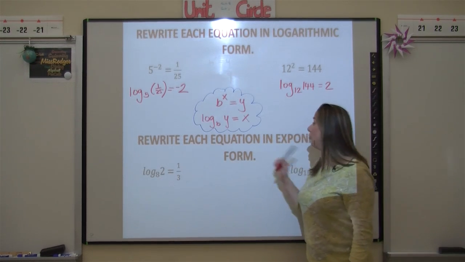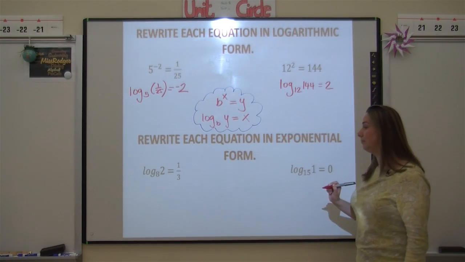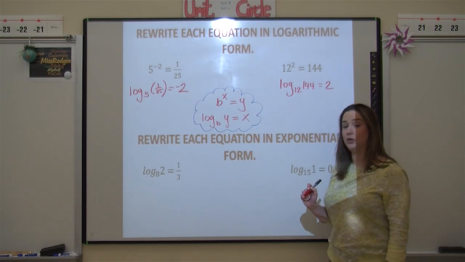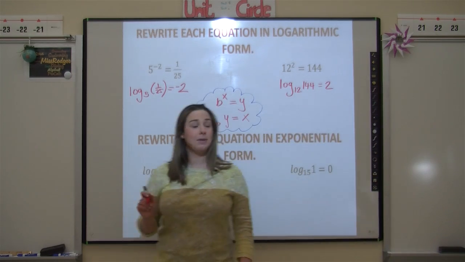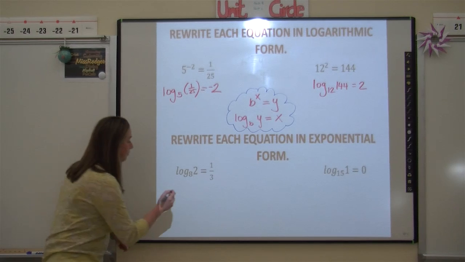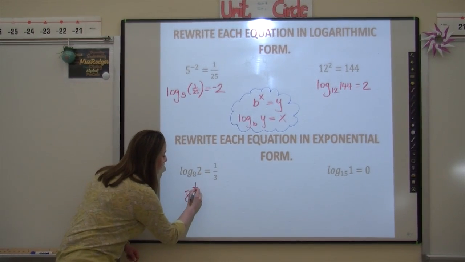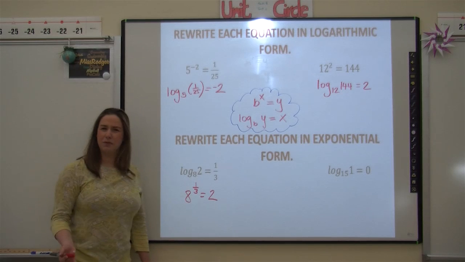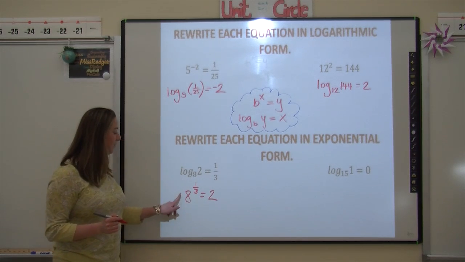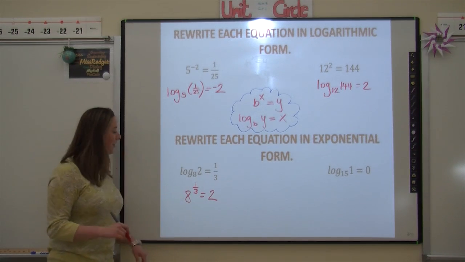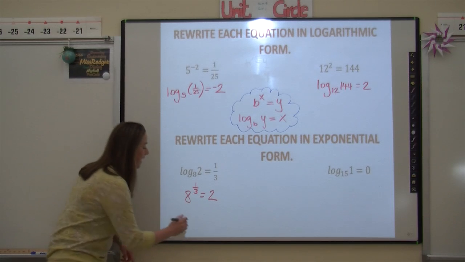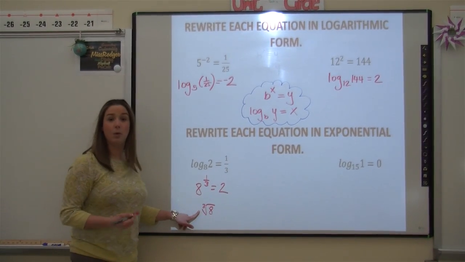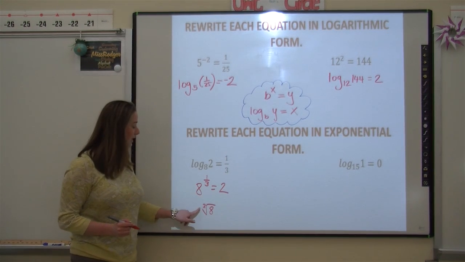Let's now rewrite each equation in exponential form. If I start with this one, log base 8 of 2 equals 1/3, I'm thinking about my base as 8: 8 to the 1/3 equals 2. And I can confirm this for myself. What is 8 to the 1/3? That's thinking about the cube root of 8. What is the cube root of 8? What number multiplied times itself 3 times is 8?